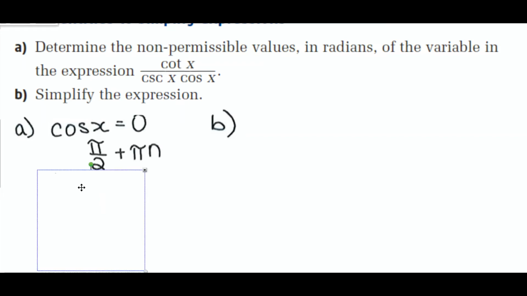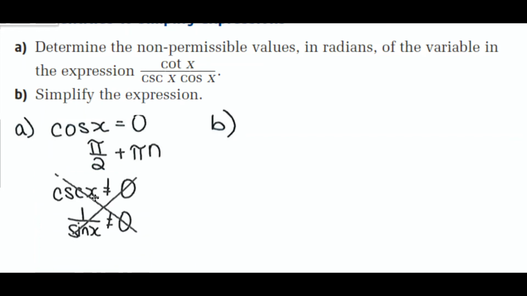The next thing I need to look at is cosecant, because it is also in the denominator. Now, cosecant x is never going to be equal to 0. And the reason behind that is because I can't have 1 over sine x equal to 0. So we're not actually going to come up with any non-permissible values out of the cosecant. We only need to consider cosine.